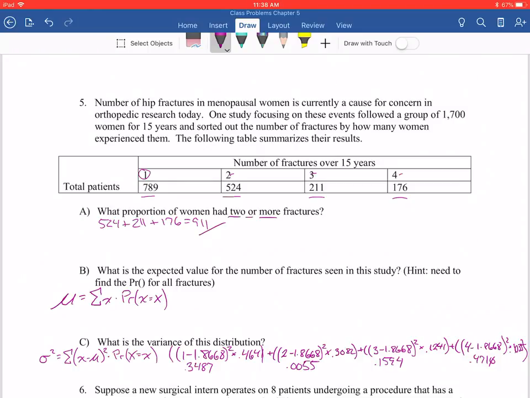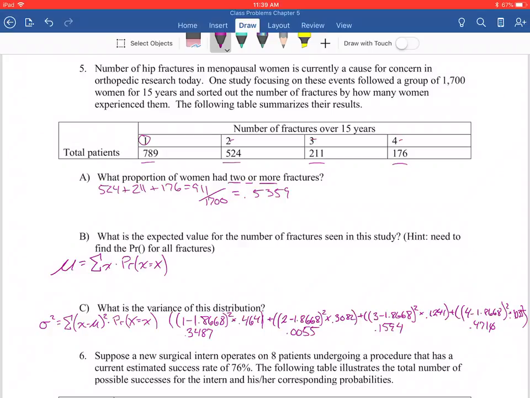You take 911, divide by the total number of people, or women specifically, in this population. So that would be 1,700. When you divide it out, you'll have 0.5359. So the proportion of women that had 2 or more fractures would be 0.5359, or 53.59%. Next part is, what is the expected value for the number of fractures seen in the study?